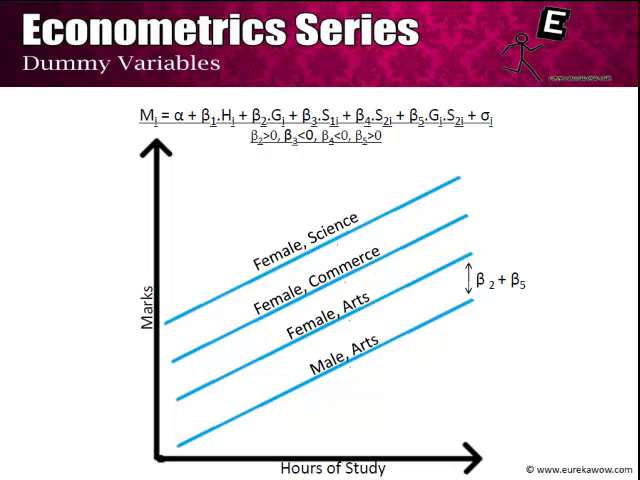However, the male art students, which would otherwise have been only beta 2 units below the female arts student line, is now beta 2 plus beta 5 units below the female art students line. This is because there is an additional benefit to being female art student, which is captured by beta 5. For all other streams such as science and commerce, the male category line will lie beta 2 units below the female category line. But in the case of the female art student, this is beta 2 plus beta 5 units.